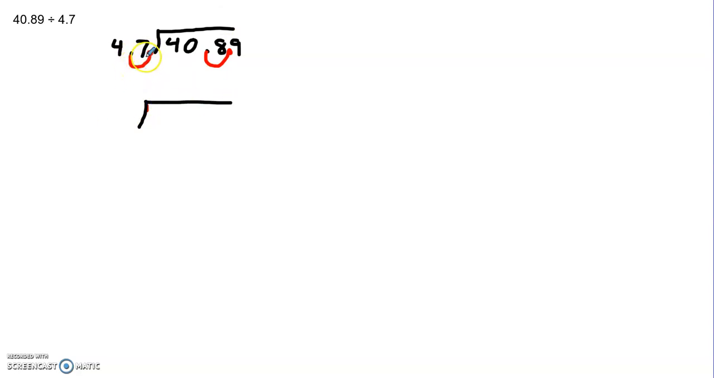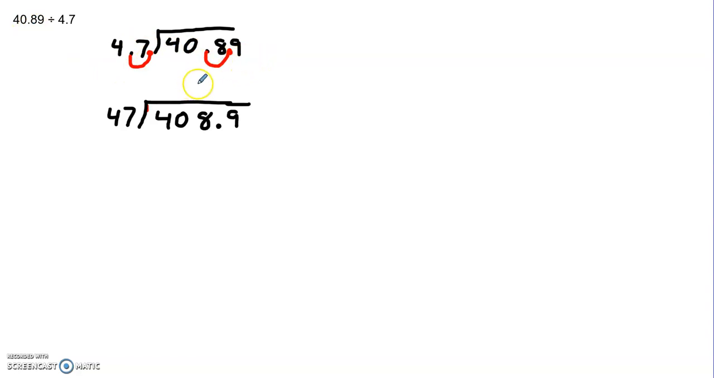So since I moved this one place to the right, this made this number instead of 4 and 7 tenths, it made it 47. And moving it once here changed it from 40 and 89 hundredths to 408 and 9 tenths. So I'm going to rewrite that here. So the only difference between dividing with a divisor with a decimal and without a decimal is this movement here. And this is how we moved it. If I multiplied the 4 and 7 tenths by 10, I get 47. And if I multiply one by 10, I have to multiply the other by 10. And that's why we're moving it.